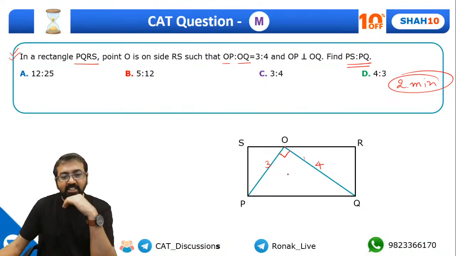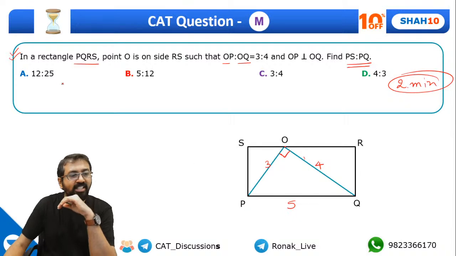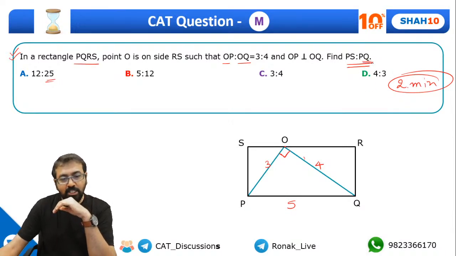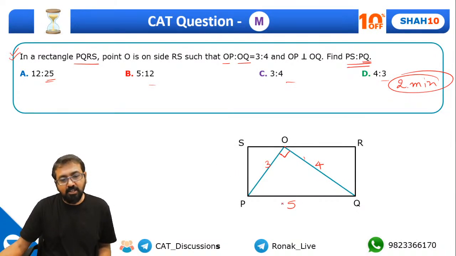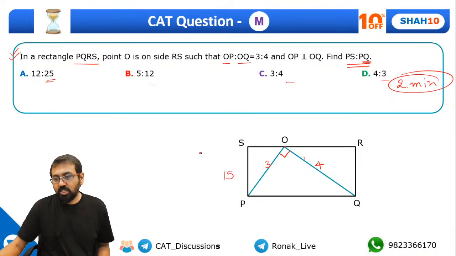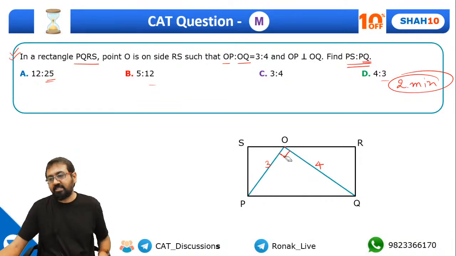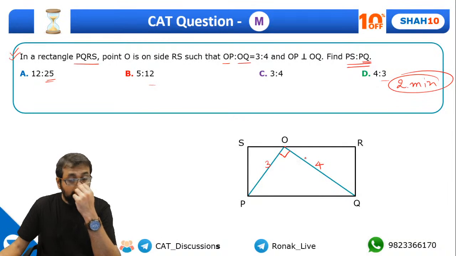Because see, you might be thinking this way, that this is 3, this is 4, this has to be 5. So only option where the PQ is a multiple of 5 is this one. But this may not be always true. What if this is 15 and this is something like, or say this is 20 and this is 15. So it can be 3 is to 4 also, na? So we can't say it that way. Let's solve it logically.